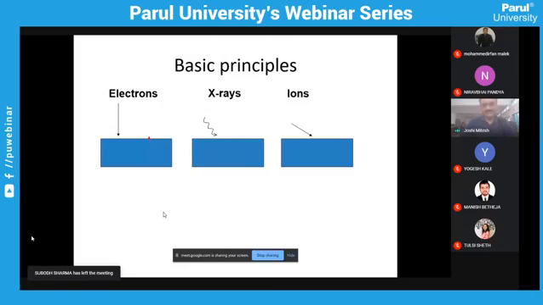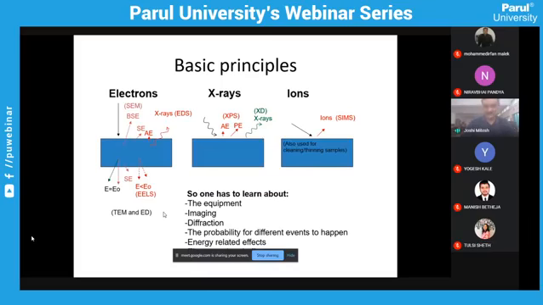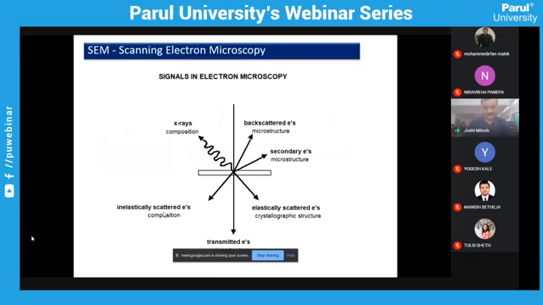As I said, the basic principle of this is the use of electrons. When electrons interact with the surface, there are several possibilities: there will be transmission, there will be Auger electrons, there will be scattering of electrons, and there will be backscattered electrons. So let's briefly discuss what the Auger electrons, backscattered electrons, and secondary electrons are.